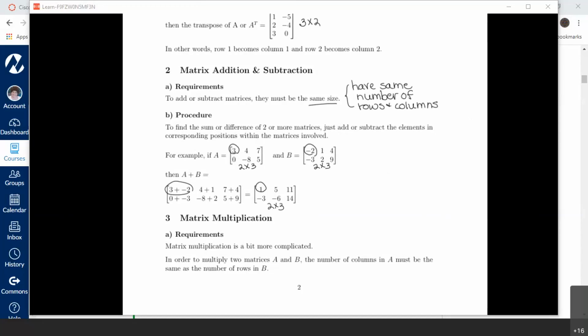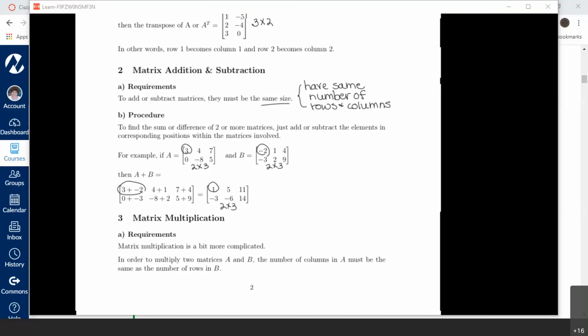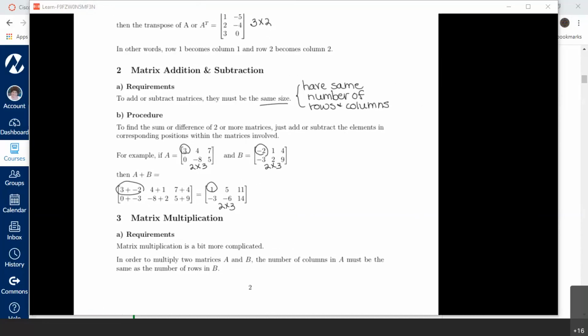The same thing would be true if you wanted to find A minus B. The only difference is you would have to be subtracting instead of adding. So you'd have 3 minus -2 in this first column. Everybody see the difference? Here there's a plus sign, here there's a minus sign.